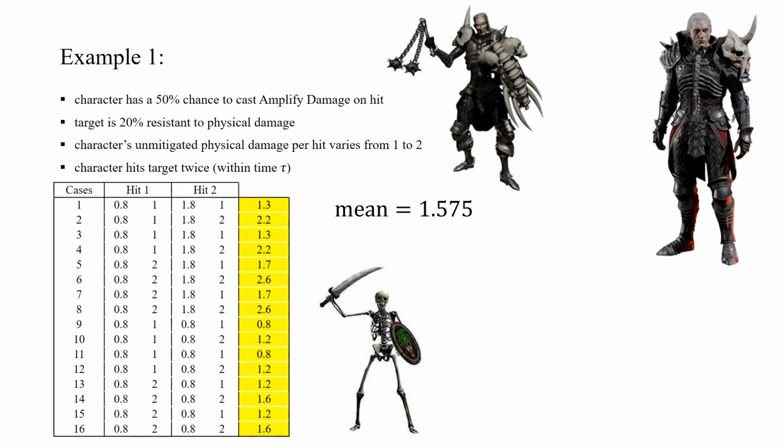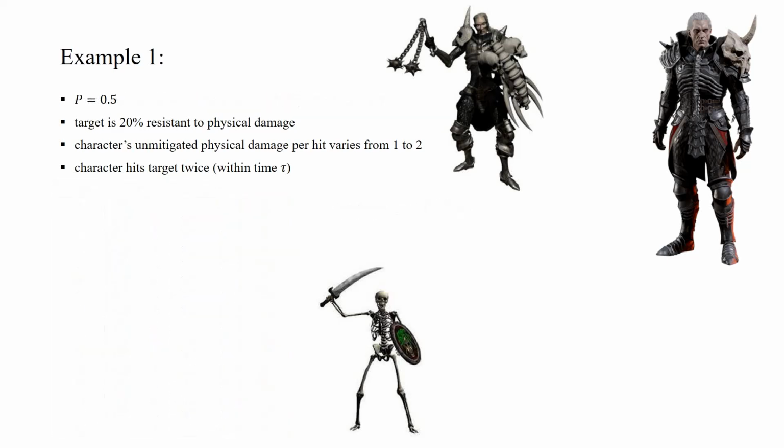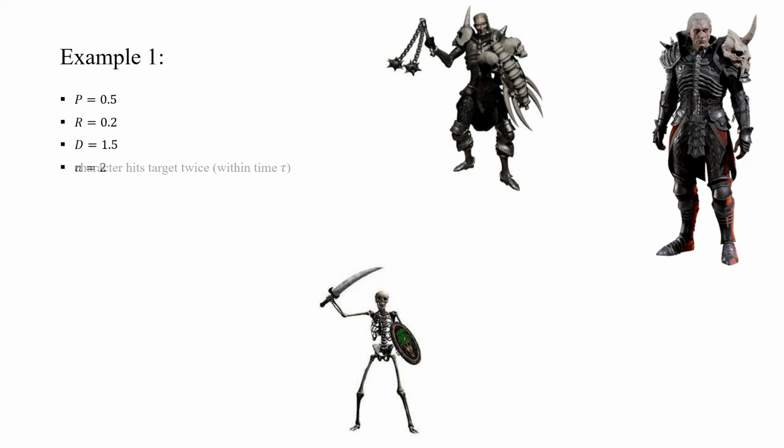So if our equation is correct, then plugging in these variables, we should be able to get this result without having to bother with all this tedium. So let's do that. Well, if the chance to cast Amplify damage is 50%, then we just have P equal to 0.5 for any particular hit, right? Again, it's assumed to be constant. All right, and the physical resistance, that's just R equals 0.2. If our physical damage inflicted per hit varies from 1 to 2 inclusive, then 1 plus 2 divided by 2, right, the mean, that's just 1.5. So D is 1.5. And we hit 2 times, so N equals 2.